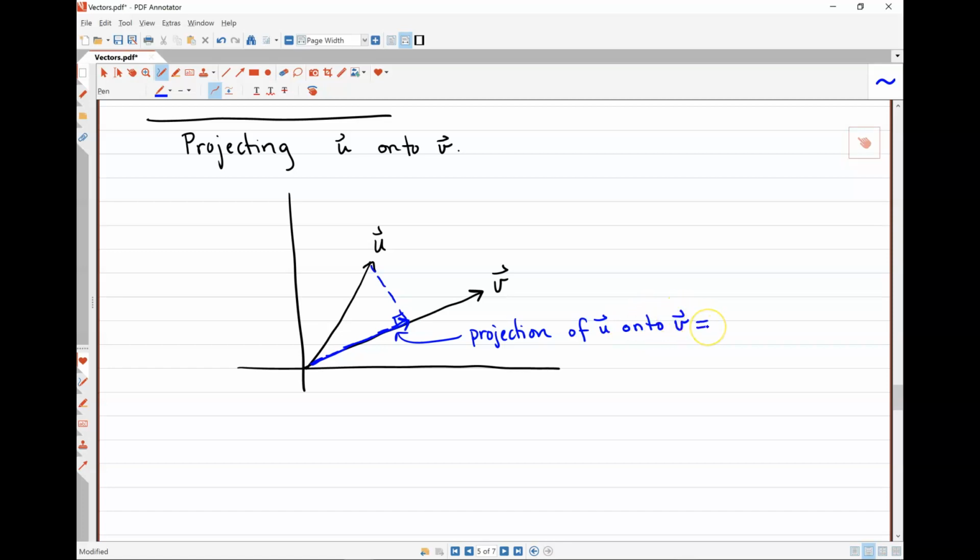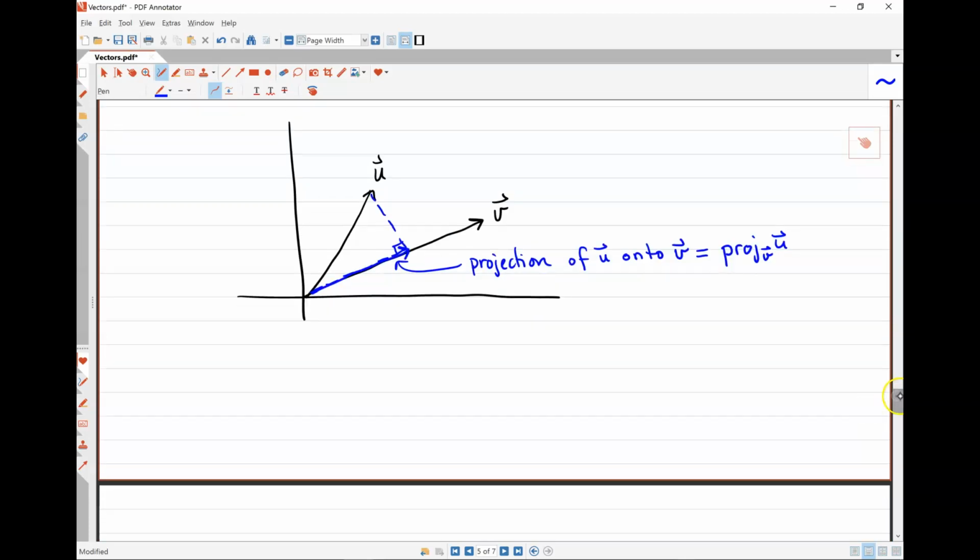And there's some really clunky notation for this. People will sometimes write this vector as the projection of u onto v, is how you read that, but subscripted v, and then the argument of this function is u. All right, so how are we going to do this? How are we going to find this vector projection?